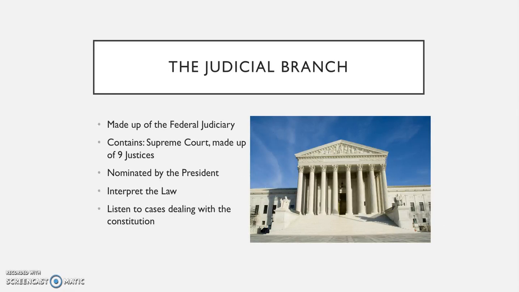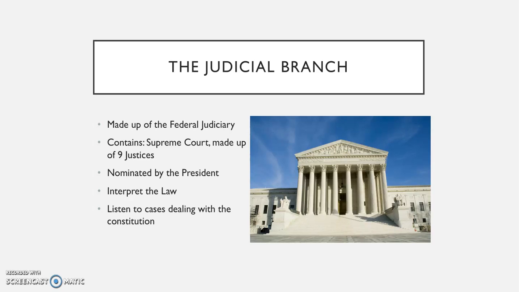So next is the judicial branch. The judicial branch meets in the Supreme Courthouse in Washington, D.C., which is pictured here on the right. The branch is made up of the federal judiciary. The judicial branch is headed by the Supreme Court, which is made up of the 9 justices appointed by the President. Each justice serves a term for life as long as they have good behavior, or until they step down.